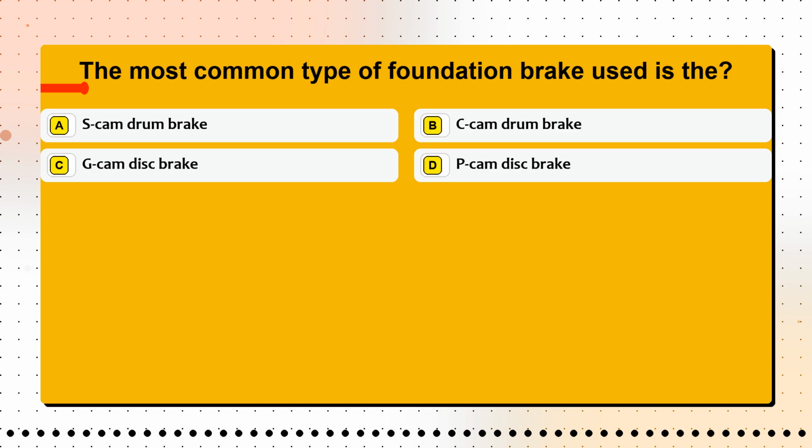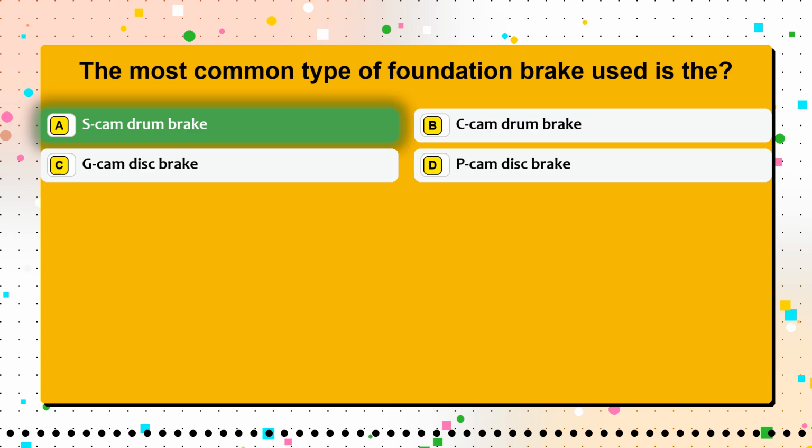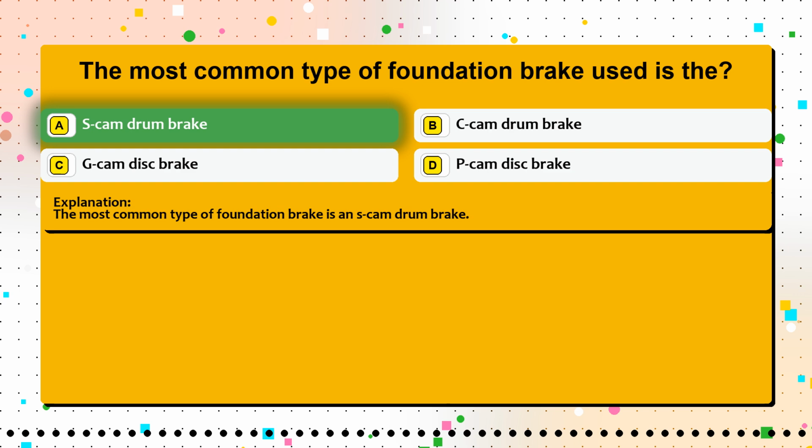Question 3. The most common type of foundation brake used is the? Here are the options. Option A: S-cam drum brake. Option B: C-cam drum brake. Option C: G-cam disc brake. Option D: P-cam disc brake. The correct answer is option A. S-cam drum brake. The most common type of foundation brake is an S-cam drum brake.